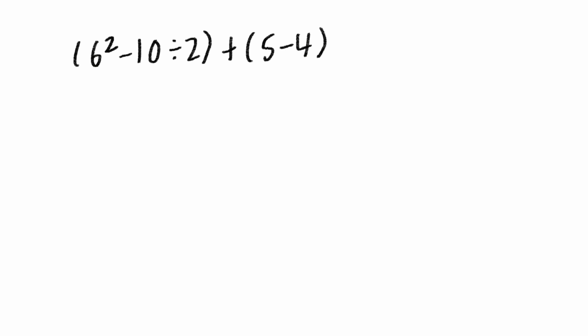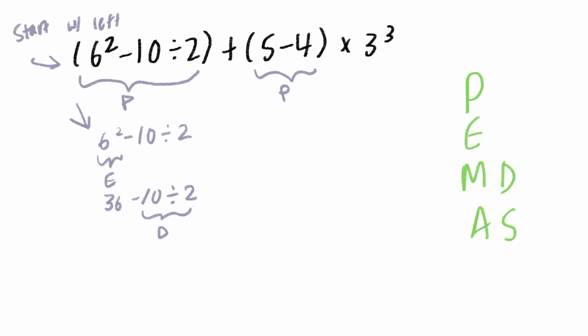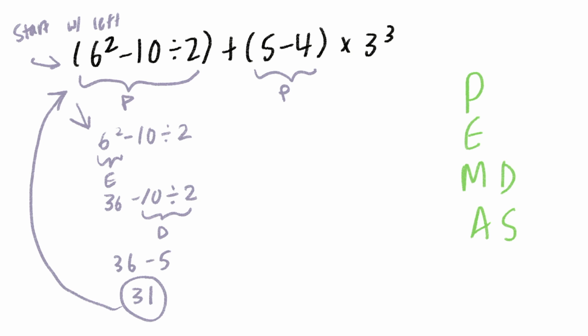Let's try another example. Right here we have 2 sets of parentheses, so let's start with the one on the left first, and then treat whatever is inside it like its own expression with its own set of PEMDAS. Well, there's no set of nested parentheses, but there is an exponent that we can expand. 6 to the second power is 36, so we have 36 minus 10 divided by 2. Well, division comes before subtraction in PEMDAS, so we just have to divide 10 divided by 2 first, which is 5, and then 36 minus 5 is equal to 31. Now just plug 31 back into the original expression.